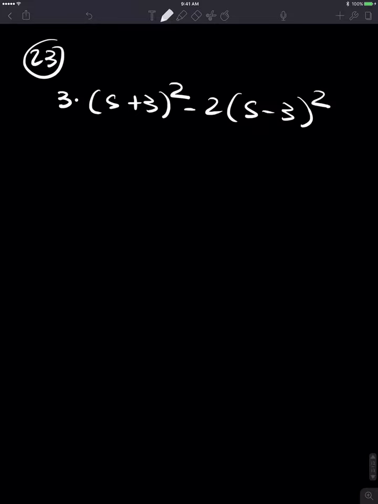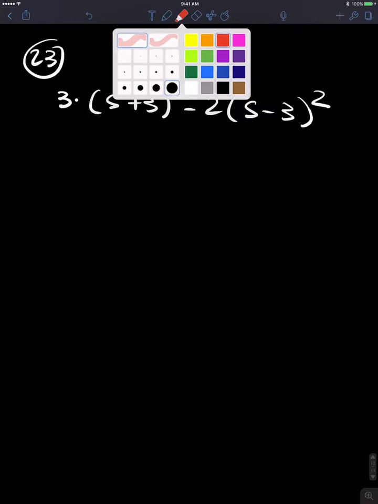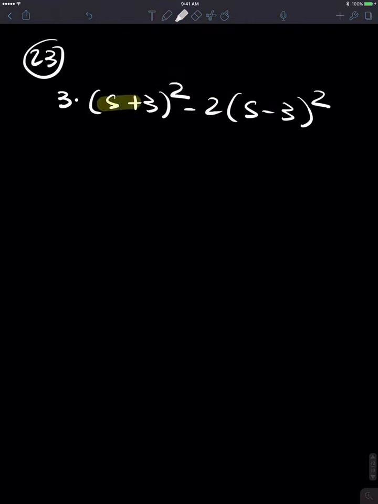Number 23. 3 times 5 plus 3 to the second power minus 2 times 5 minus 3 to the second power. My parentheses, that is, what's inside, outranks my exponential. Please excuse my dear Aunt Sally.